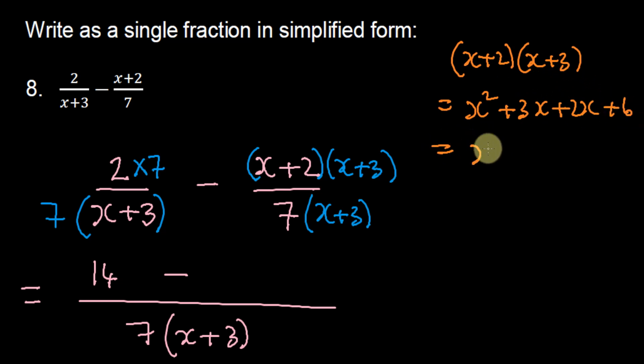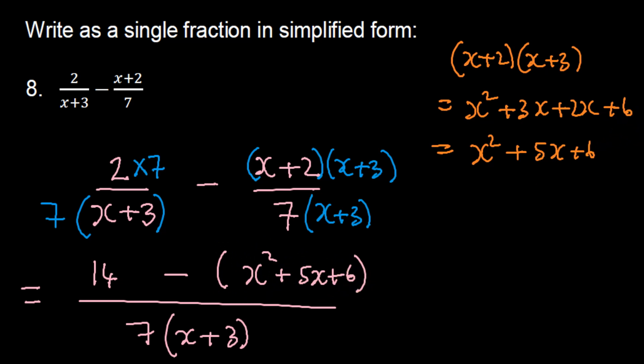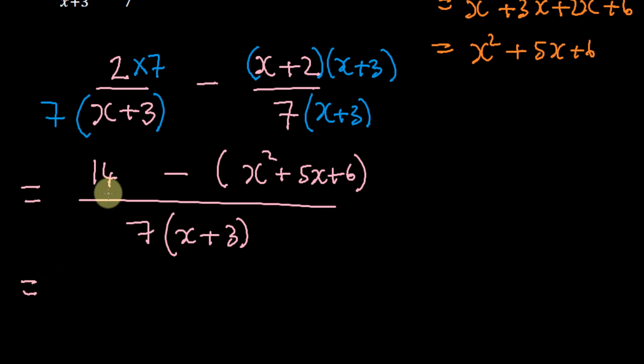And of course, we can add like terms. So, 3x plus 2x is 5x. Now, very important, if we have a minus here, we need to put this in brackets, because the minus will affect the signs here. So we put this in brackets. We can simplify the numerator by multiplying the negative into the brackets. So we're going to get negative x squared minus 5x minus 6 here.